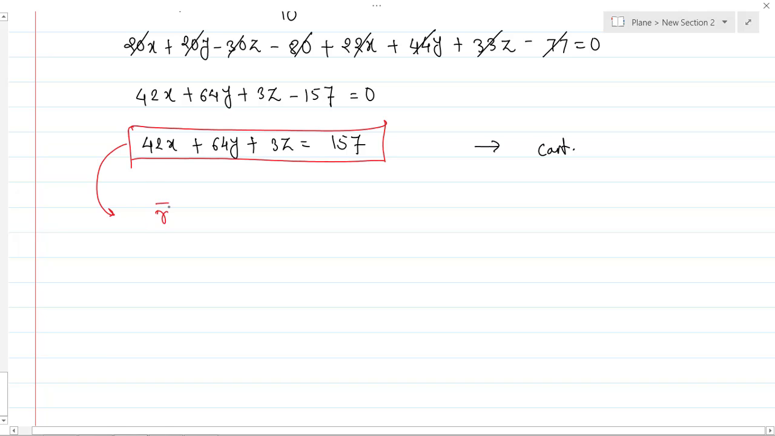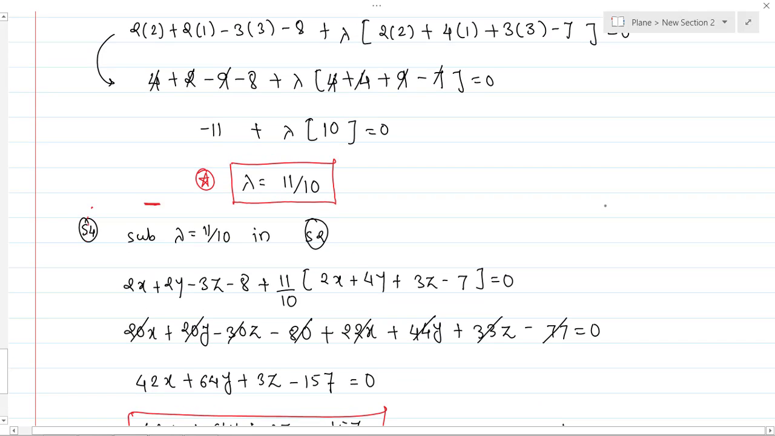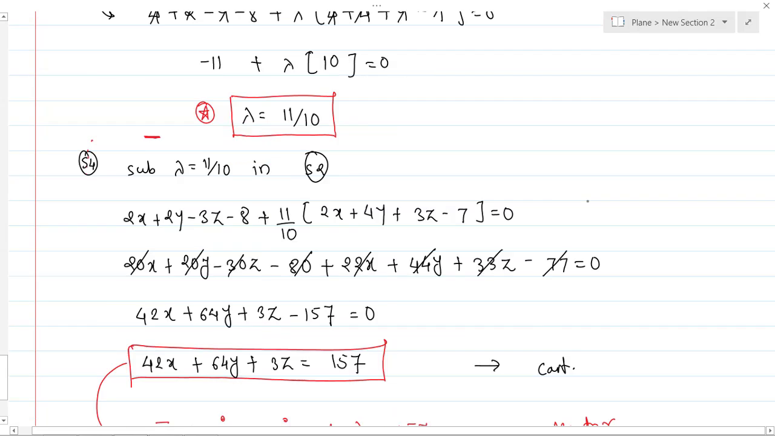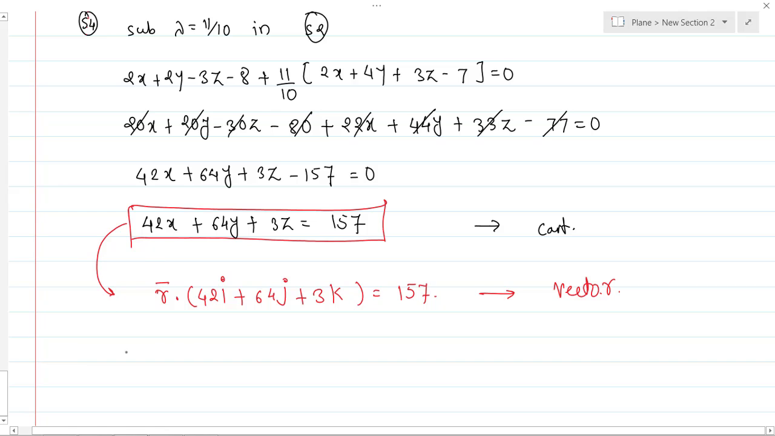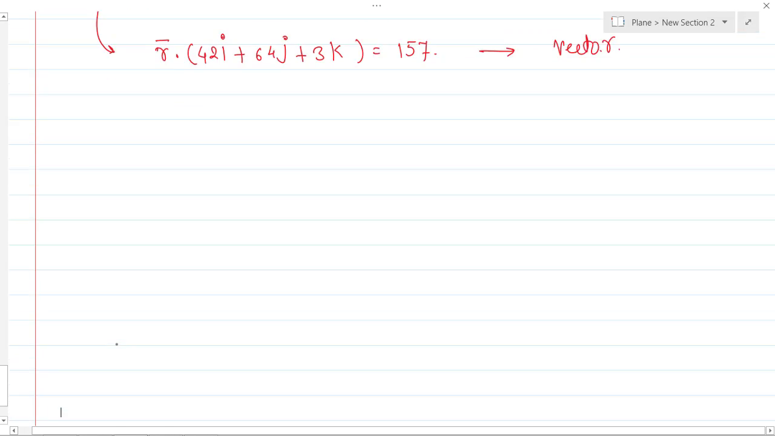Replace. So we will have r bar dot 42i plus 64j plus 3k equals 157. This is my vector equation. Very, very simple. We got the answer in 4 steps: step 1, 2, 3, 4. That's great. Now let's see the last question of this video. We will take one tricky question and we will stop here.